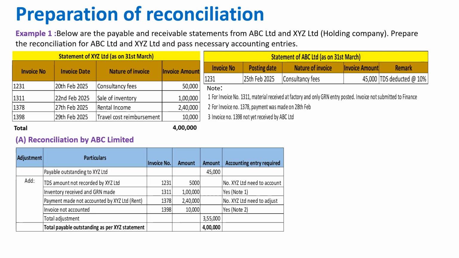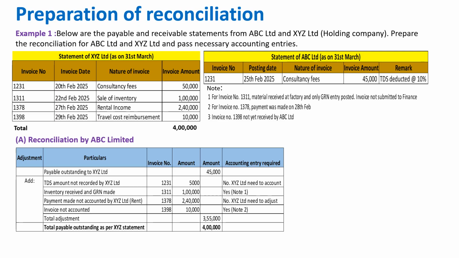Then add. Why add? Because there are certain differences which you need to add so that you match with the statement of XYZ Limited. What are you going to add? TDS amount not recorded by XYZ Limited. So you are adding here 5,000 rupees, because you are reporting only 45,000, and the remaining 5,000 is parked to the TDS payable account. Next, inventory received and GRN made. This also you have to add, 1 lakh, because you have not recorded it, right? So you show it as an addition so that your liability increases and it matches with XYZ.